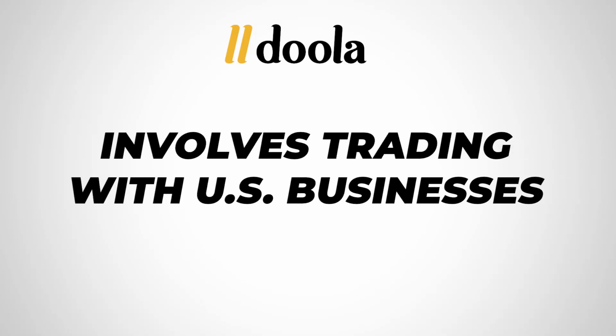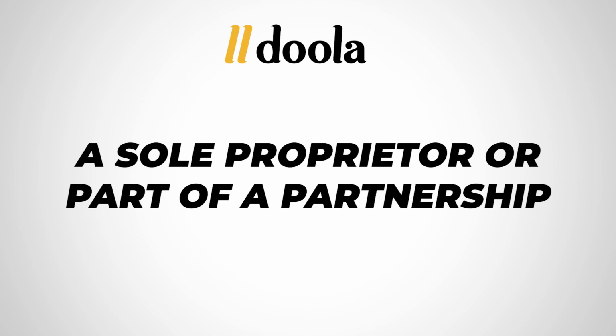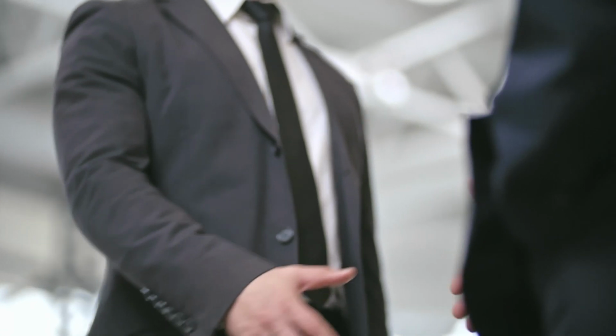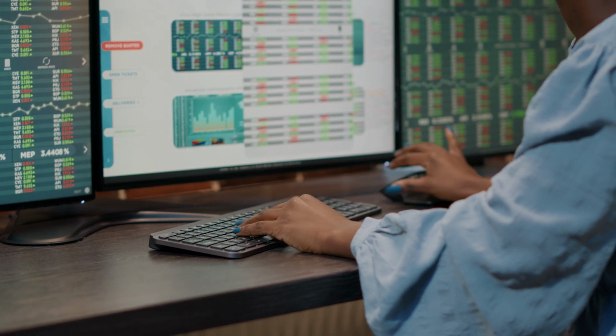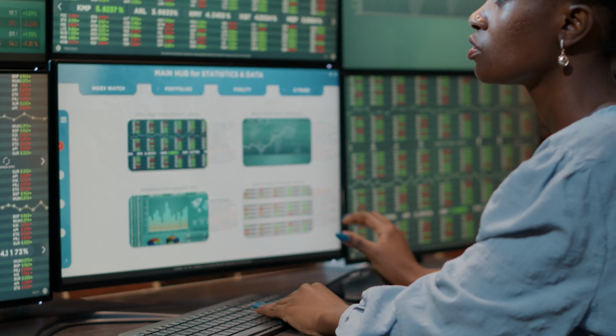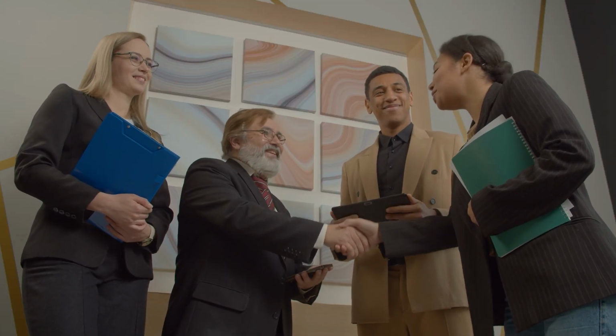Next, let's break down effectively connected income versus not effectively connected income. Effectively connected income involves trading with US businesses and getting compensated for providing goods and performing services. The income can be treated as effectively connected income if you are a sole proprietor or part of a partnership. However, some US business activity does not count as effectively connected income. If your only activity in the US is buying and selling stocks, securities, and commodities, you are not making effectively connected income. You would have to work for a US company or have a client based in the US for the income to be considered effectively connected.